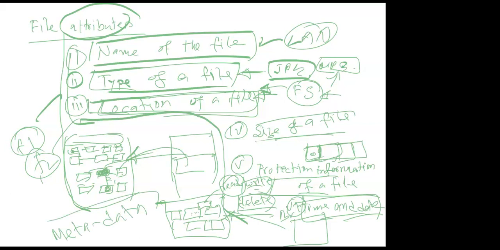So why do you maintain this metadata? These attributes will give you faster as well as efficient access, efficient read-write operations. This metadata will provide you a faster and efficient way to perform the read-write operations. So these are the attributes for a file system.